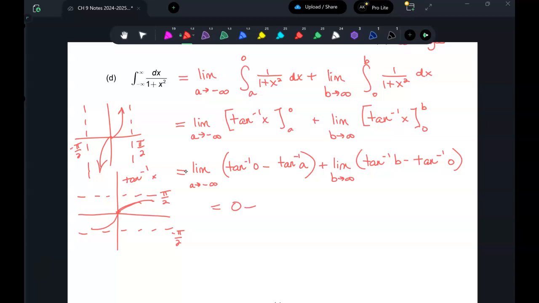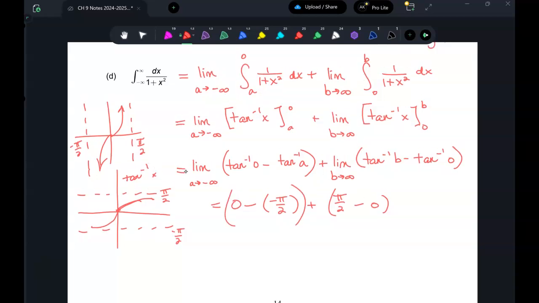minus negative pi over 2 plus pi over 2 minus 0. Right? So as we approach negative infinity, tangent inverse approaches the horizontal asymptote of negative pi over 2. As we approach positive infinity, it approaches pi over 2. So we have pi over 2 plus pi over 2, which is pi. Oh, I would not expect that to converge.